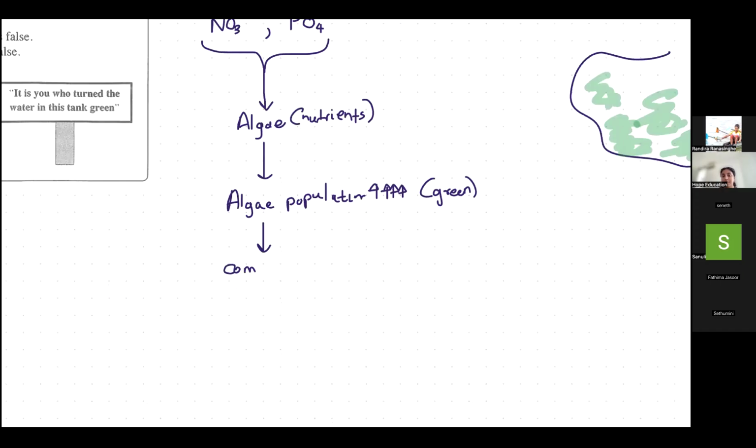A competition. I mean there's a lot of algae, right? All of them want the nutrients. All of them want oxygen to breathe. All of them want nutrients to feed on.